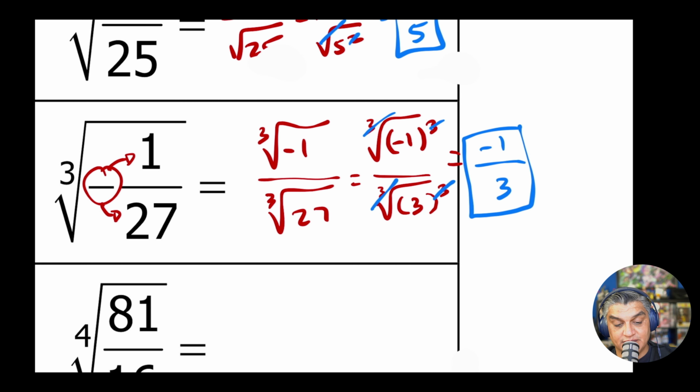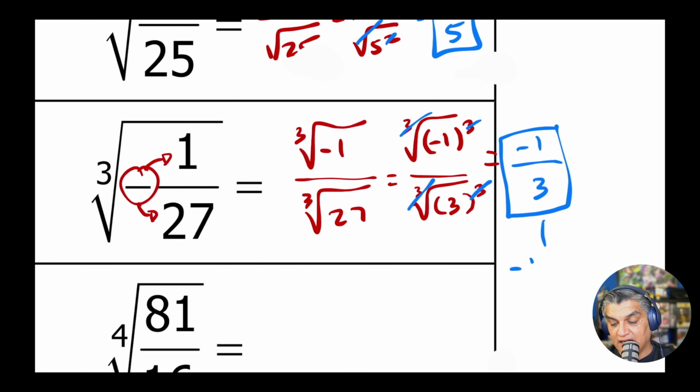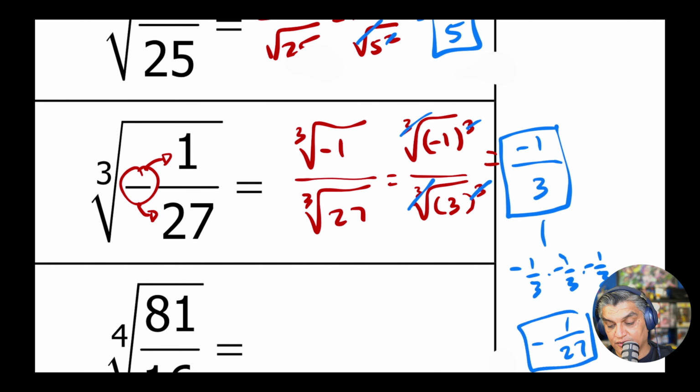And that makes sense because what is negative 1/3 times negative 1/3 times negative 1/3? Well, 1 times 1 times 1 is 1, and 3 times 3 times 3 is 27. And then negative times negative is positive, and positive times negative is negative. So I get negative 1 over 27, which is what I have in here. So it works.